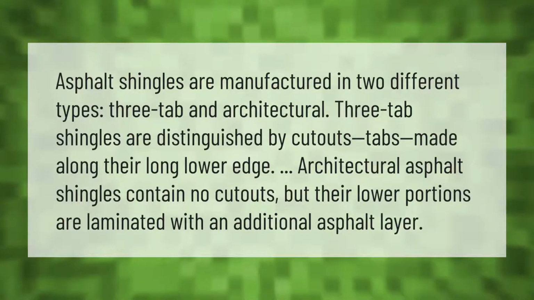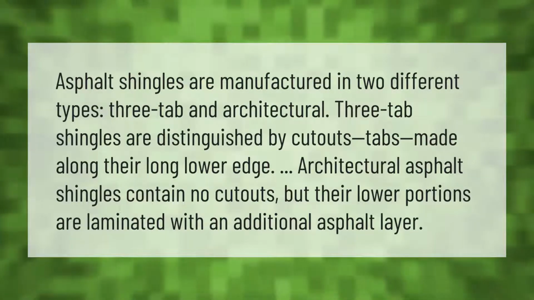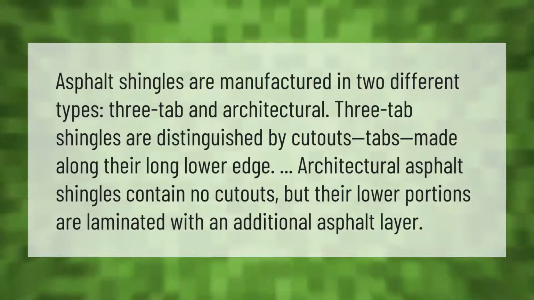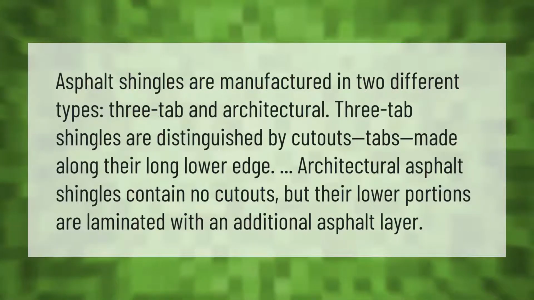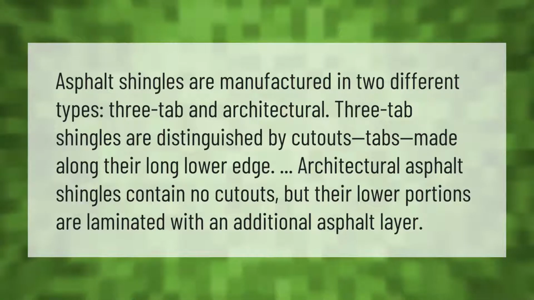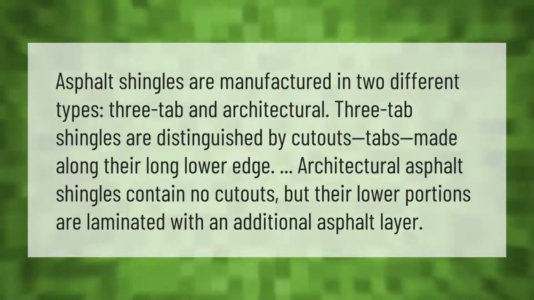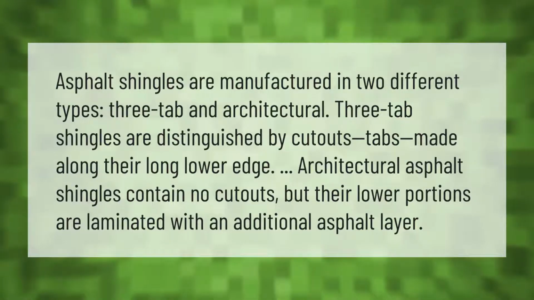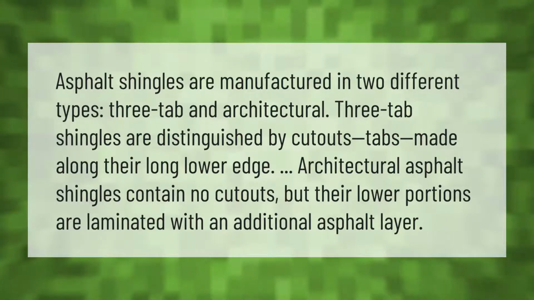Asphalt shingles are manufactured in two different types, 3-tab and architectural. 3-tab shingles are distinguished by cutouts, tabs, made along their long lower edge. Architectural asphalt shingles contain no cutouts, but their lower portions are laminated with an additional asphalt layer.